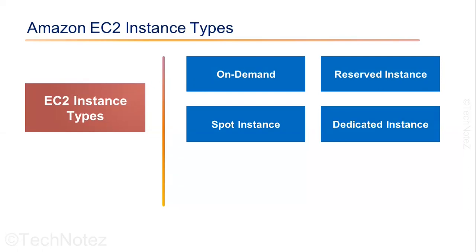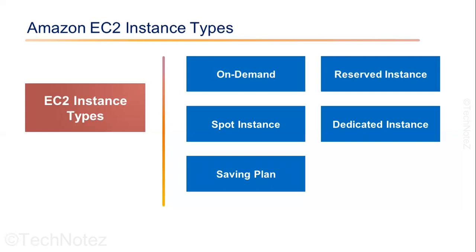Dedicated host instances provide you with a physical server dedicated for your use that you can launch one or more instances on. This can be useful for regulatory compliance or software licensing requirements. Savings plan allows you to save up to 72% on your compute capacity by committing to a consistent amount of usage for a 1 or 3 year term across AWS services like EC2 and Fargate.